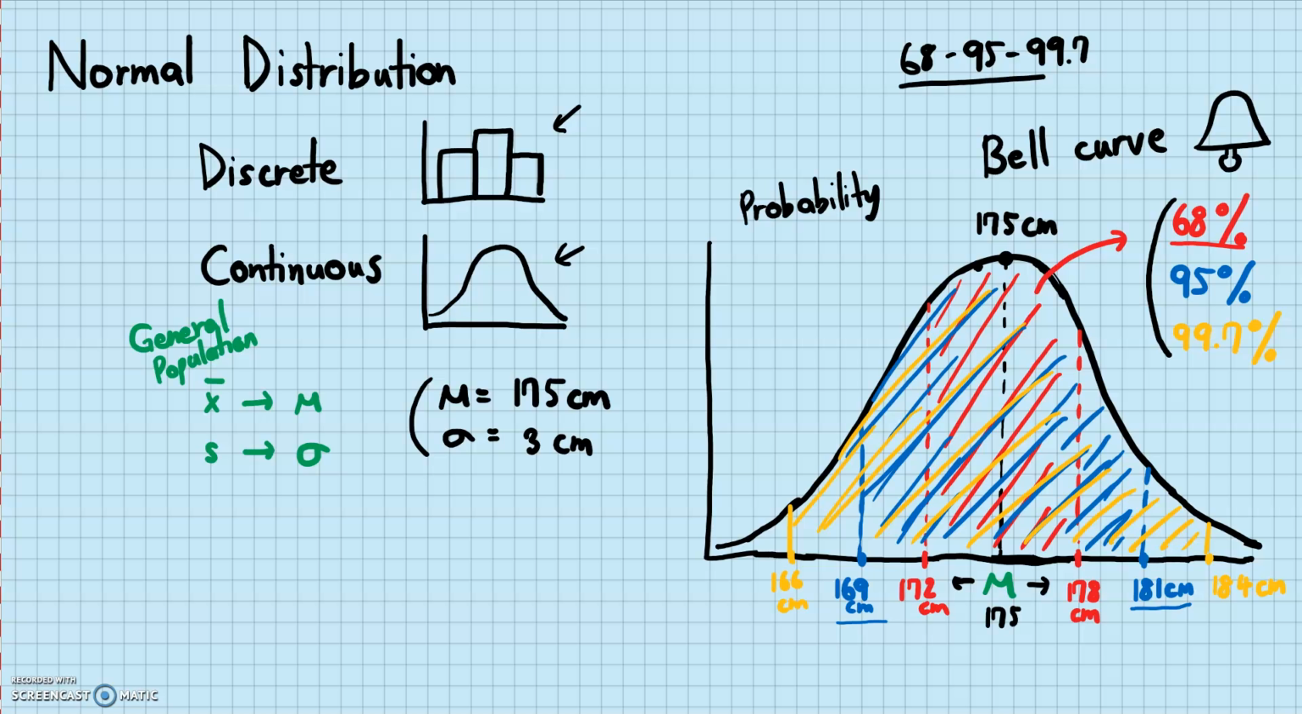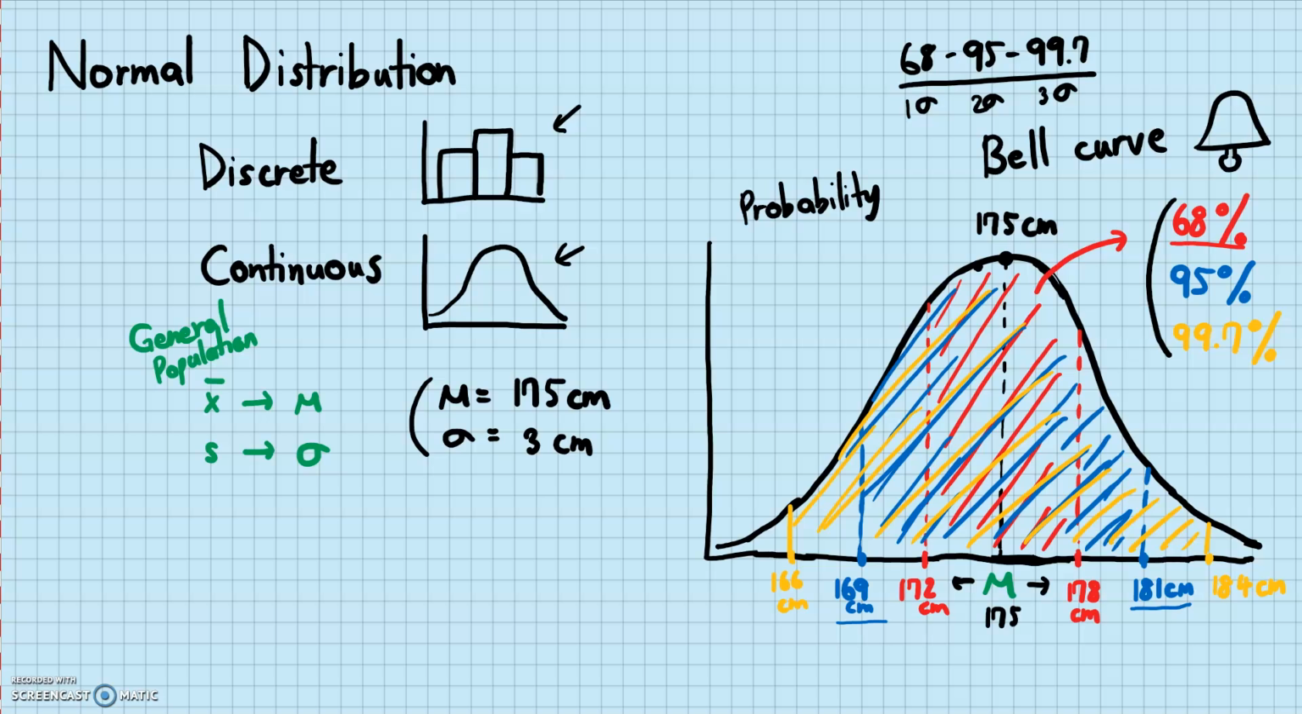Okay, so this is actually called the 68, 95, 99.7 rule. Okay, so within 1 standard deviation, we were going to include 68% of the population. Within 2 standard deviations, we're including 95% of the population. And within 3 standard deviations, we're including 99.7% of the population.